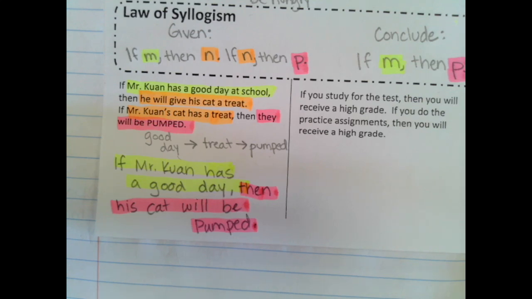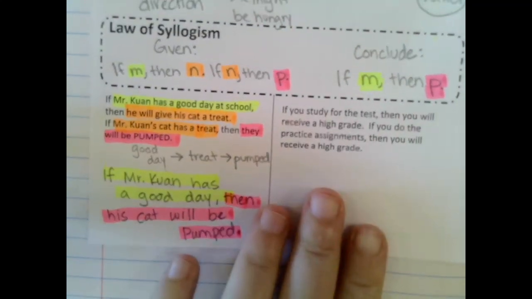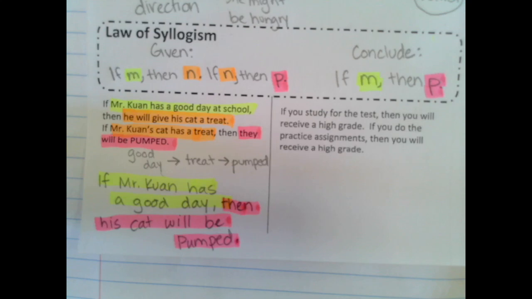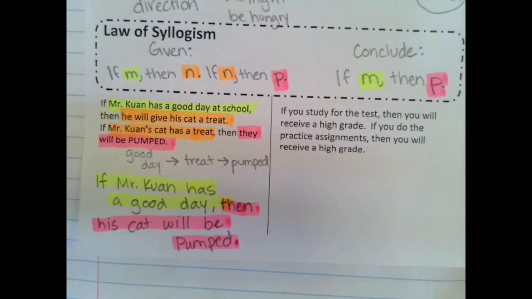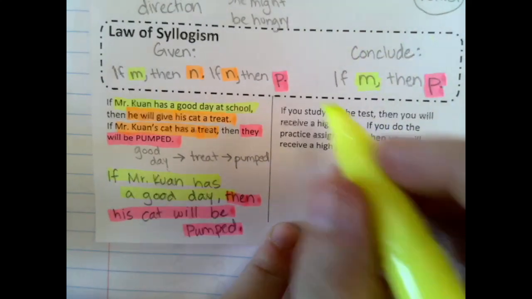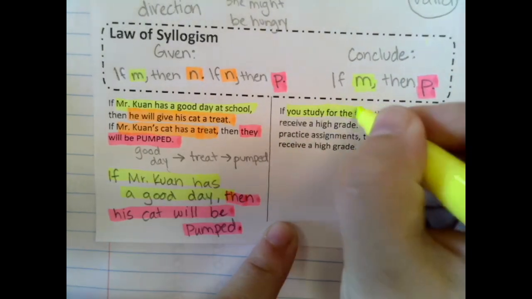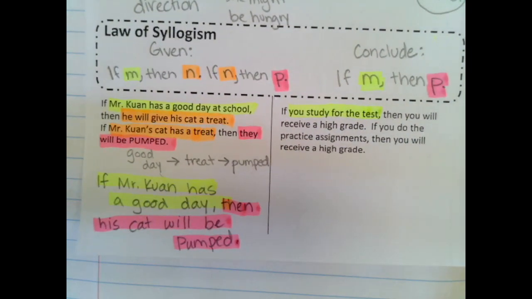All right, one more example, and then we are done with notes for this first half of chapter 2. It says, if you study for the test, you will receive a high grade. If you do the practice assignments, then you will receive a high grade. So starting off with our first hypothesis, you study for the test. And what does that lead to? Receiving a high grade, yep.